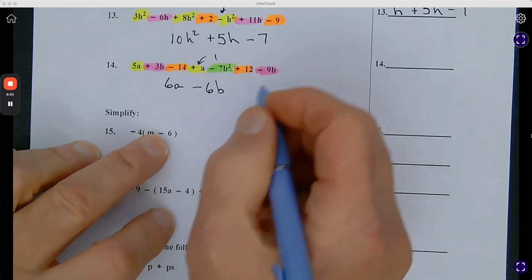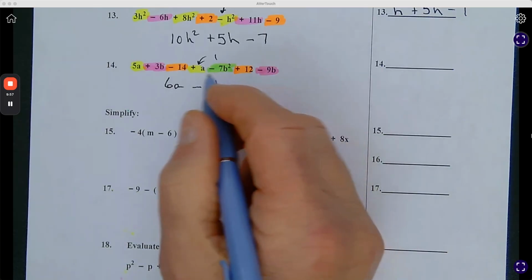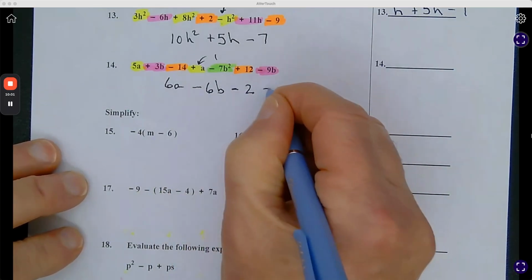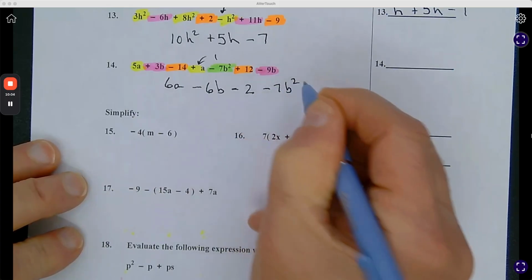All right, now I'm going to talk about my constants. Negative 14 plus 12. Negative 14 plus 12, there's more negatives than positives. Boom. And then my last term is the only term that has a b squared.